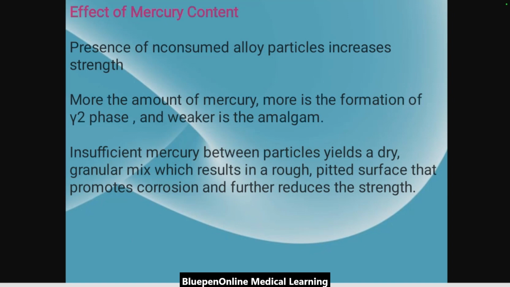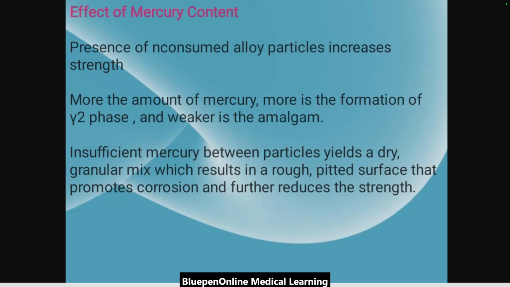It should not be less, so that the matrix gamma 1 phase is not sufficiently formed, and it should not be more, so that the gamma 2 phase will not be formed and render the final product weak. So it should be sufficient. The amount of mercury is very crucial. It should be sufficient, not too much, not too less.